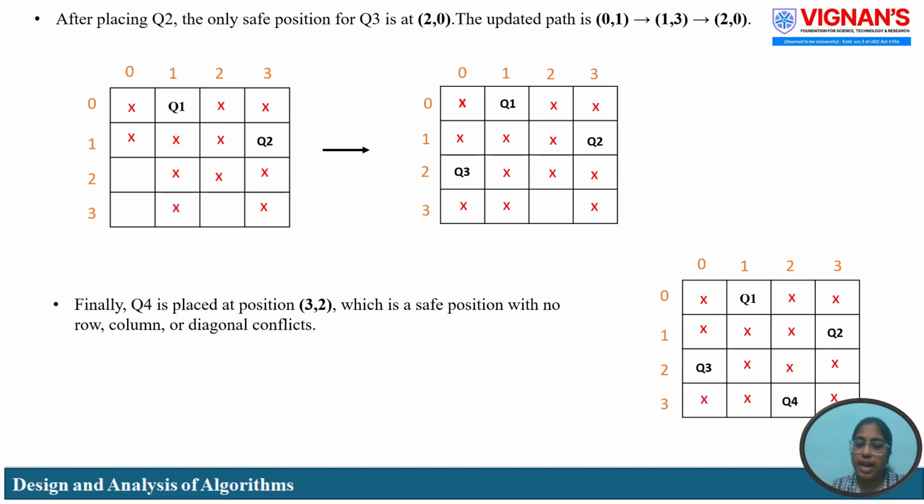And we have another solution also, that is the mirror image of this solution. So queen 1 is at 0, 2, queen 2 is at 1, 0, queen 3 is at 2, 3 and queen 4 is at 3, 1. This is another possible solution of the four queens problem.